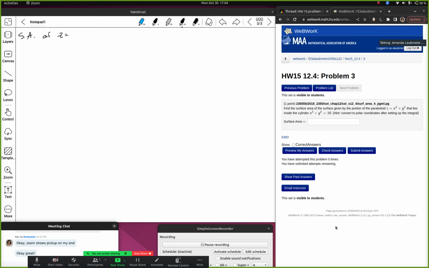Okay, so the problem is to find the surface area of z equal x squared plus y squared inside x squared plus y squared equals 16. And the hint is to convert to polar after setting up the integral. One problem that a lot of people have had with this problem is figuring out what part goes into surface area and what part goes into the region R that we integrate over.